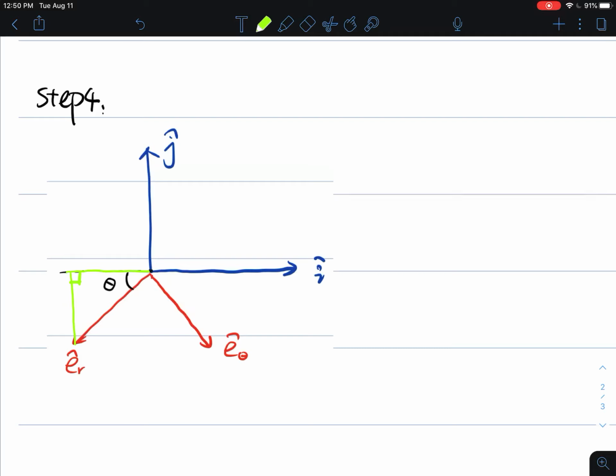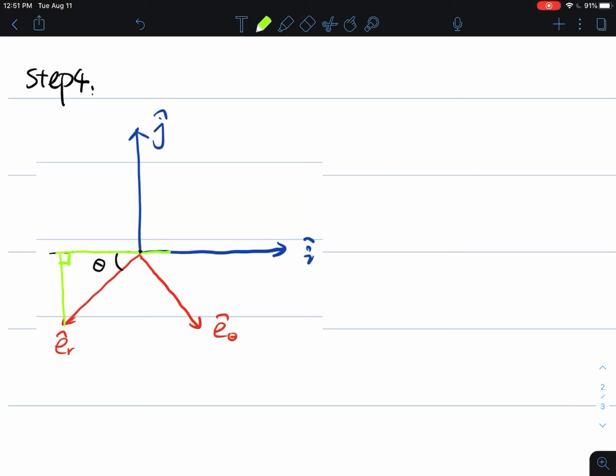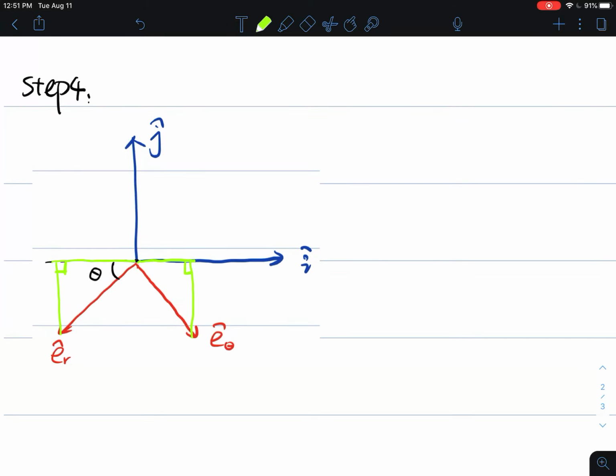Great. And now we want to draw another triangle that uses E theta as the hypotenuse. And one edge of that triangle should be parallel to I. I would just use this edge here. Another edge should be parallel to J. And for this right triangle, the 90-degree angle is here. Okay. So far we've finished drawing 2 triangles for the first coordinate system. And also we want to draw another 2 triangles for the second coordinate system.